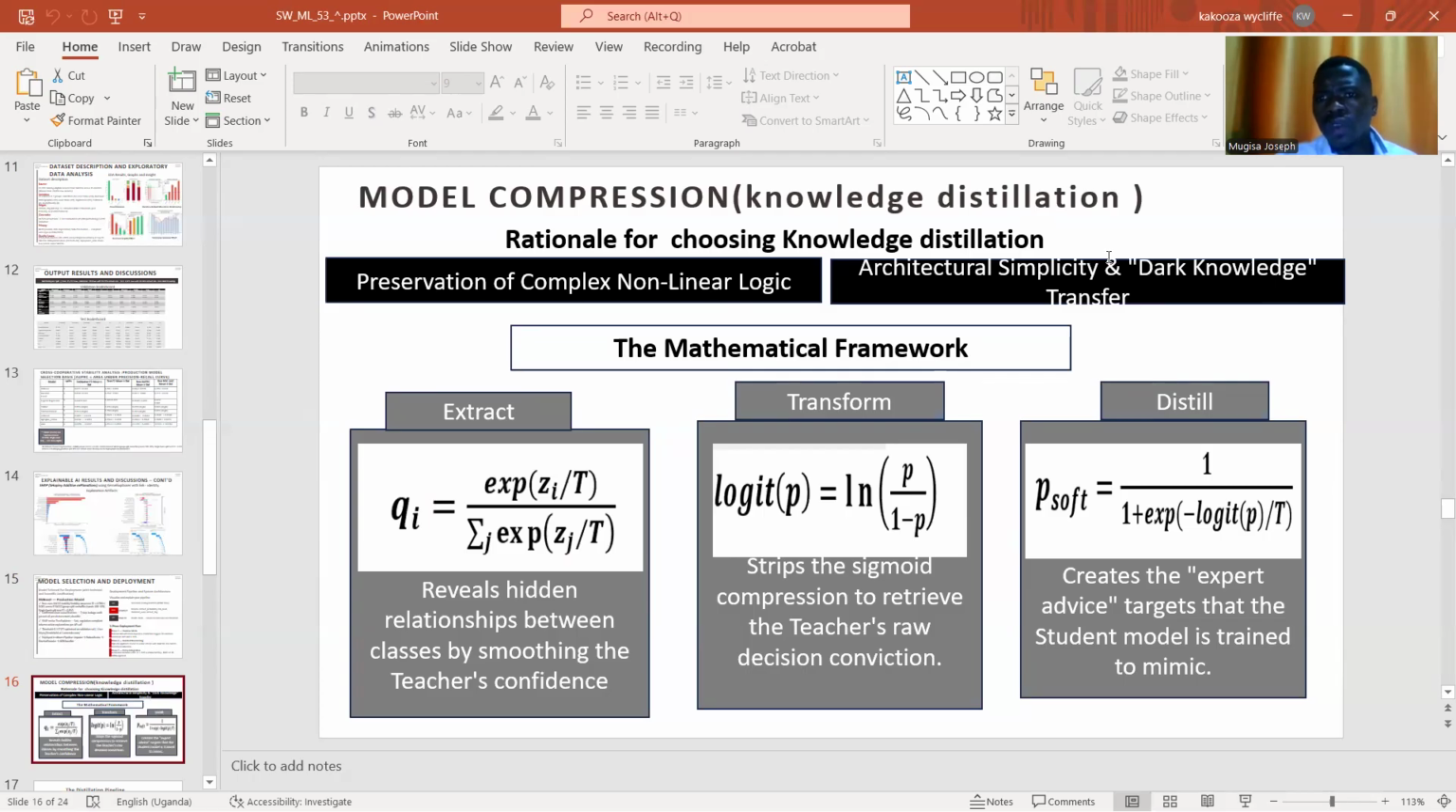Dark knowledge, what do we mean? We mean when we use the T, we expose the relationship that exists between the teacher's predictions. Let's say the teacher predicts 0.9, so when we divide, we reduce that value and increase the other 0.1. Now it reveals clearly the relationship. Now next time the child will learn that actually this defaulter looks somehow like a non-defaulter. So that is how the dark knowledge is transferred.